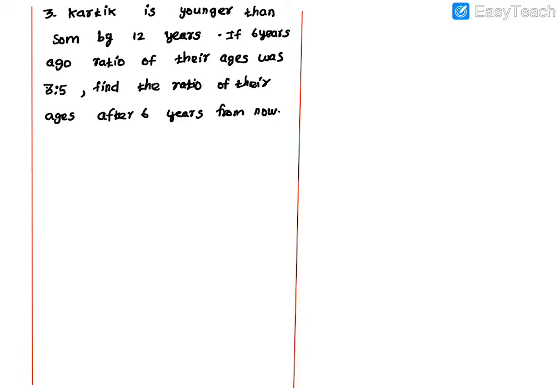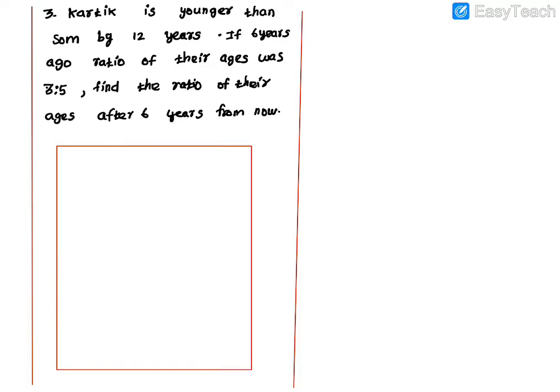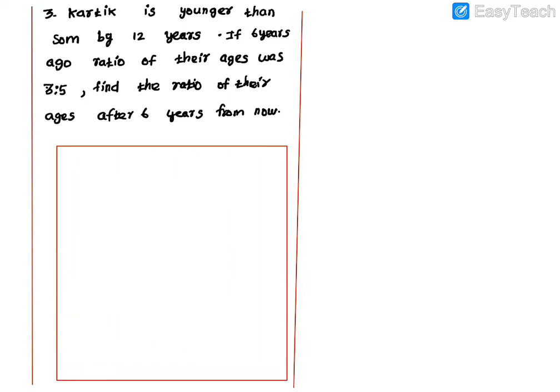Okay, so first you have to identify which persons are there. First you have to make a tabular column. You have to get the data. What are the two persons' names? Karthik and Som. So first you have to write Karthik and Som.